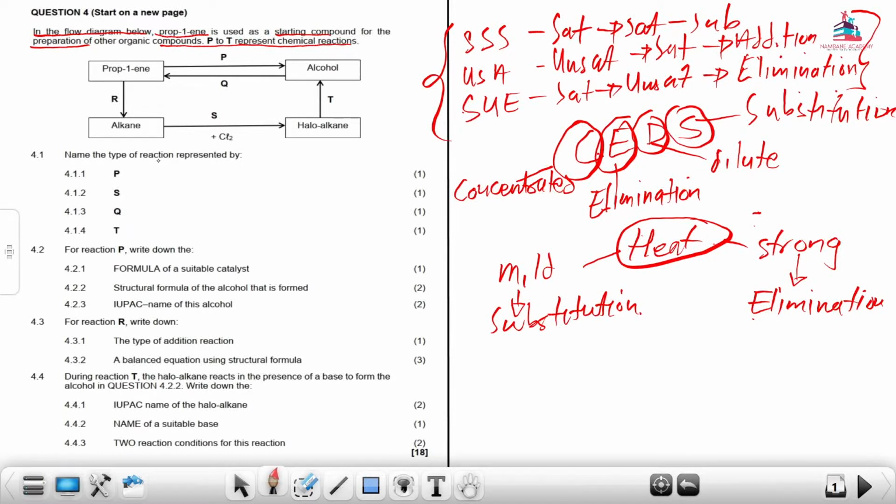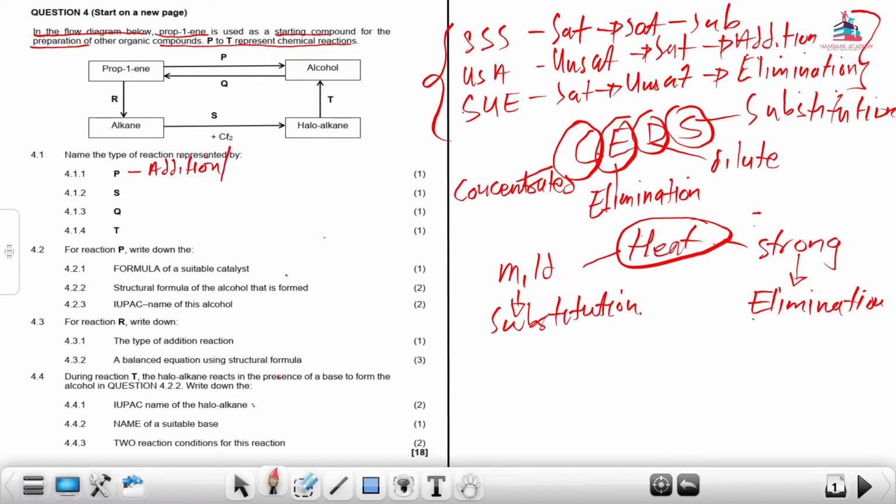Name the type of reaction represented by P. So where is P? P is starting from propene, which is unsaturated, moving to an alcohol, which is saturated because it contains only single bonds. So definitely P must be an addition reaction.